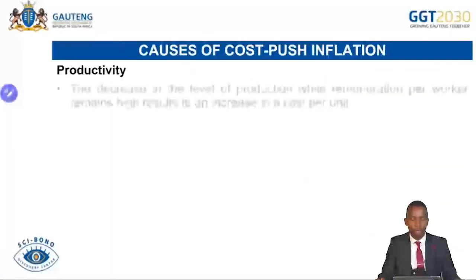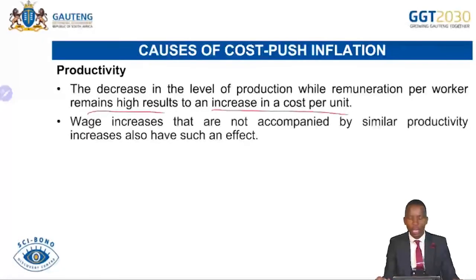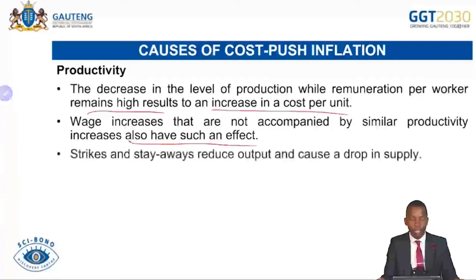And then we continue, the productivity. We know that the rate of the productivity should be more than the rate of wages and salaries. So if ever the wages and salaries increase faster than the productivity, that will lead to an inflation effect. The decrease in the level of production while remuneration per worker remains high will always result in increase in the cost per unit. And then wage increases that are not accompanied by similar productivity increases also have such effect. If ever wages are increasing more than the productivity, there will also be increasing the cost per unit, which will lead to the inflation. Strikes and stayaways reduce output and cause the drop in supply.